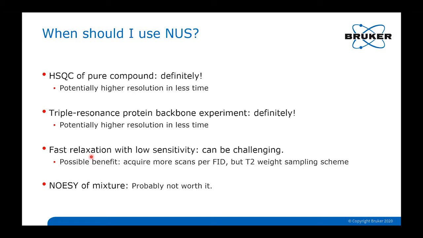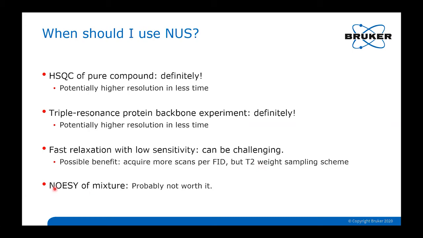If we have the situation where we have fast relaxation, meaning, as I showed before, we can't extend our indirect evolution time significantly, and then we also have low sensitivity, then NUS is going to be a bit more challenging to give us any benefit. Because of the low sensitivity, we're still going to need a large number of scans and a long duration experiment to get observable signal. But as I showed before, we can potentially weight our data towards the shorter evolution points. So we can still acquire the same number of FIDs, but we have, on average, better signal to noise in those FIDs. So we can still get something out of NUS in these cases.